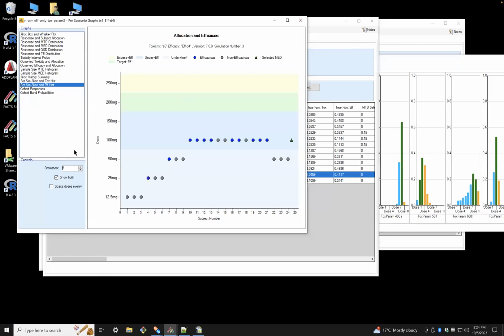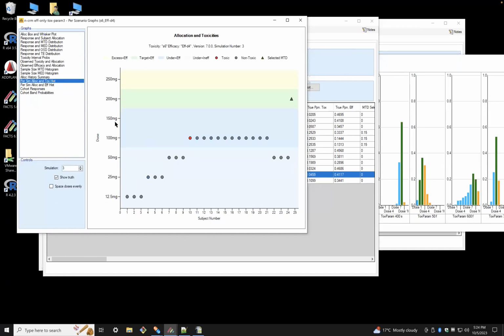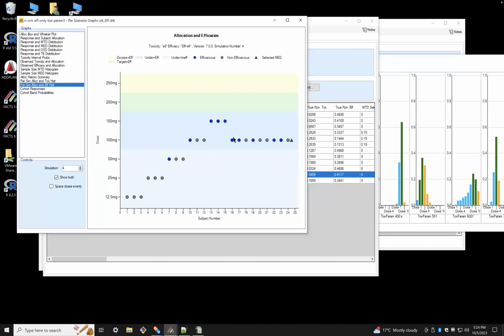And so on. We can look at dose 3 looks remarkably similar, except it saw one toxicity. And dose 4, it saw one and stepped down, but then it saw enough efficacy and was happy.